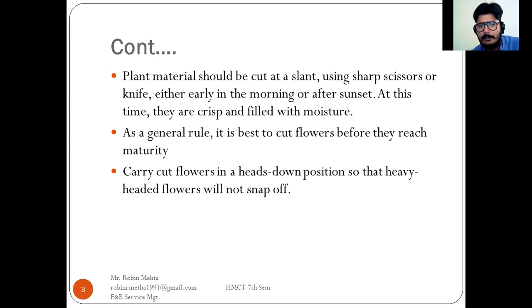Try to cut the plants in the early morning, or in the late evening, or after sunset. It may increase their life also, as at this time they are crisp and filled with moisture. Crisp means they have full moisture in them, and they are easy to cut.